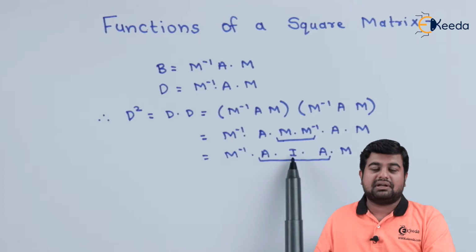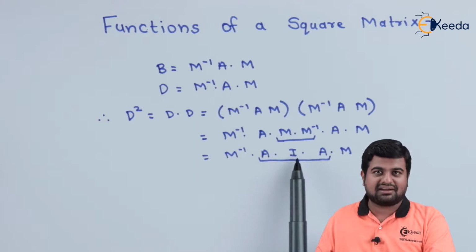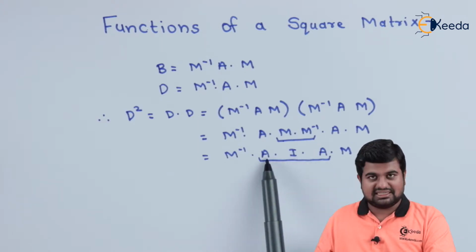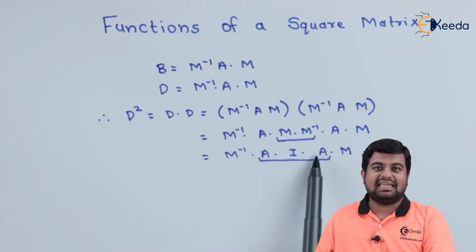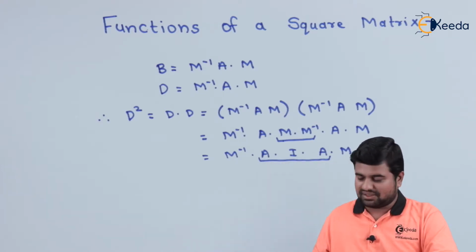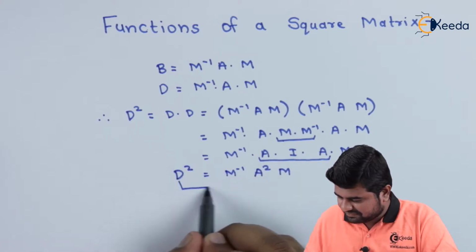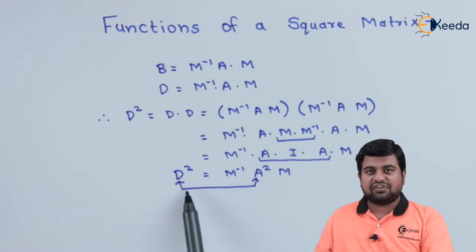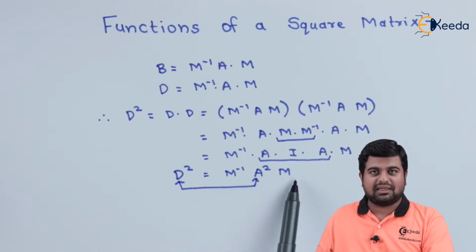Any number can be multiplied by 1 and we can get the same number. Just like that, in matrix we have I, identity matrix. When it gets multiplied by any other matrix, we get the same matrix as an answer. So in this case we have A into I into A, which is A into A, A square. So I'm going to write down the A square. Therefore we have got D square is equal to M inverse into A square into M.